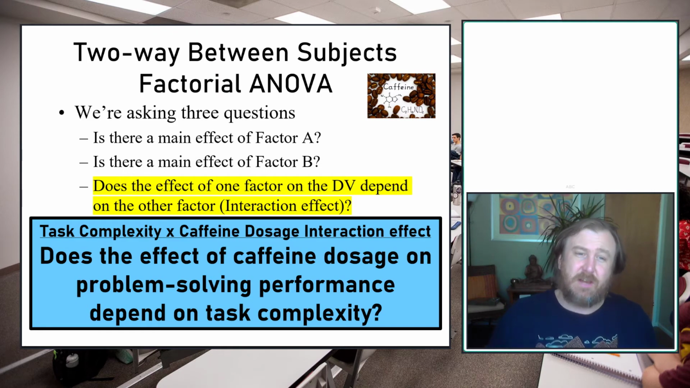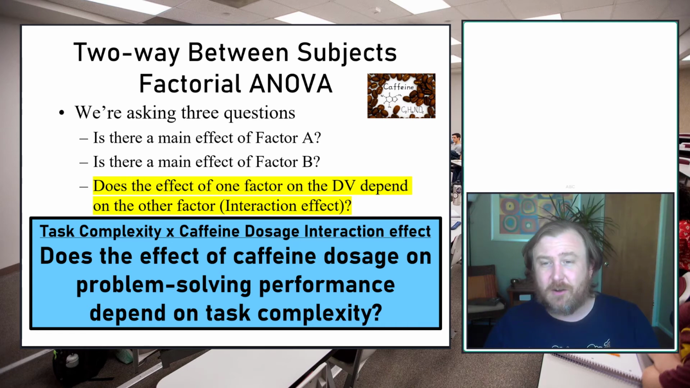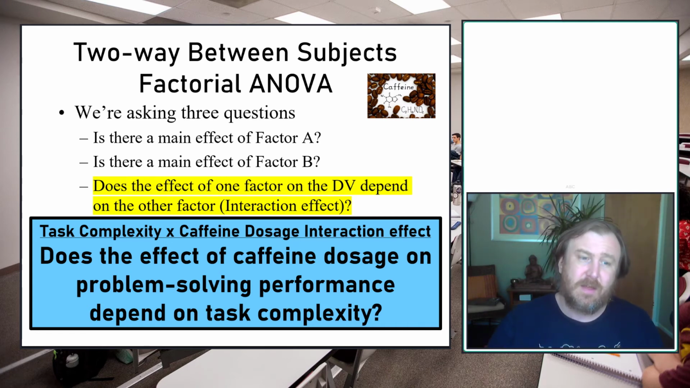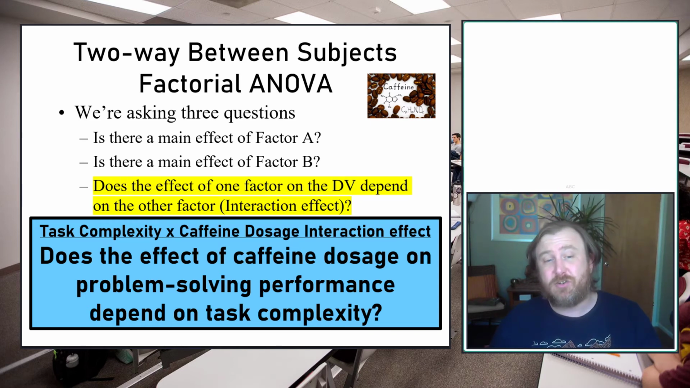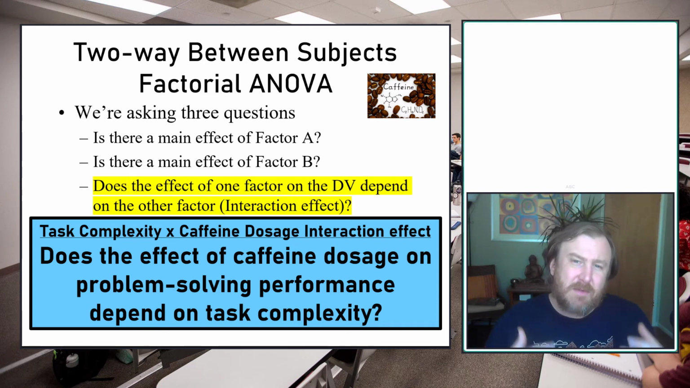Okay, so now the third question, and this is the interesting one, is there an interaction? Does the effect of one factor on the DV depend on the other factor? What this is asking in the context of this problem is, does the effect of caffeine dosage on problem-solving performance depend on the complexity of the task? It could be that caffeine might be helpful for very simple tasks, but caffeine could impair performance on complex tasks. And therefore, maybe that's the reason why we didn't get a main effect of caffeine dosage, but maybe there's an interaction effect. Maybe how caffeine influences problem-solving performance depends on how complex the task is.